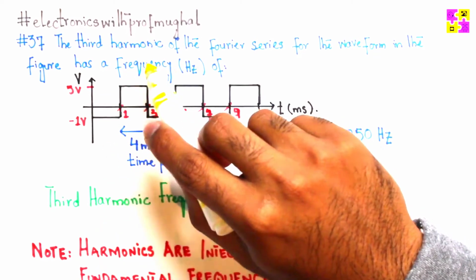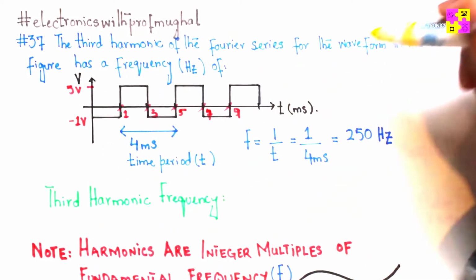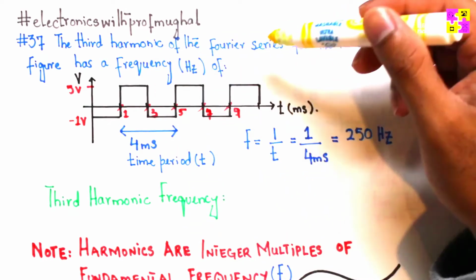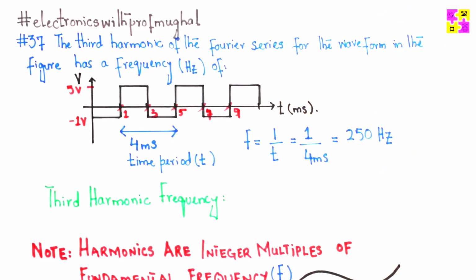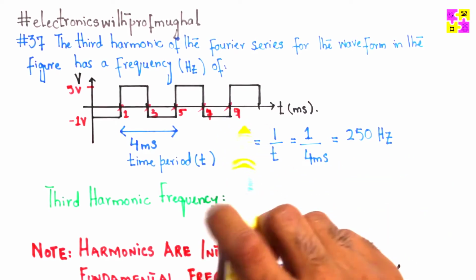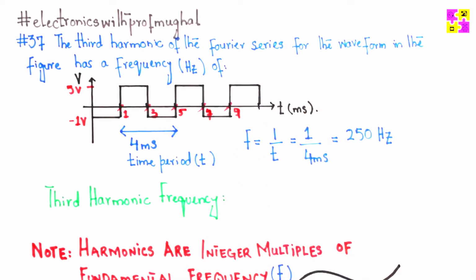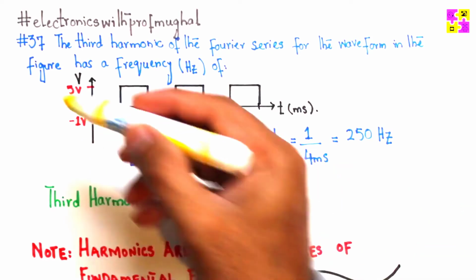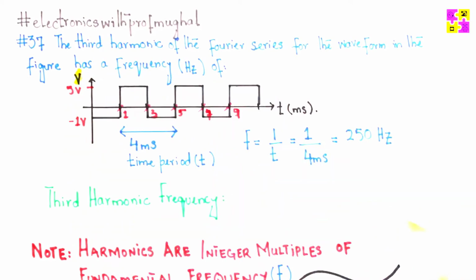The third harmonic of the Fourier series for the waveform in the figure has a frequency of. So if you look at this waveform right here, on the x-axis I have time in milliseconds, and on the y-axis I have the magnitude voltage, correct?